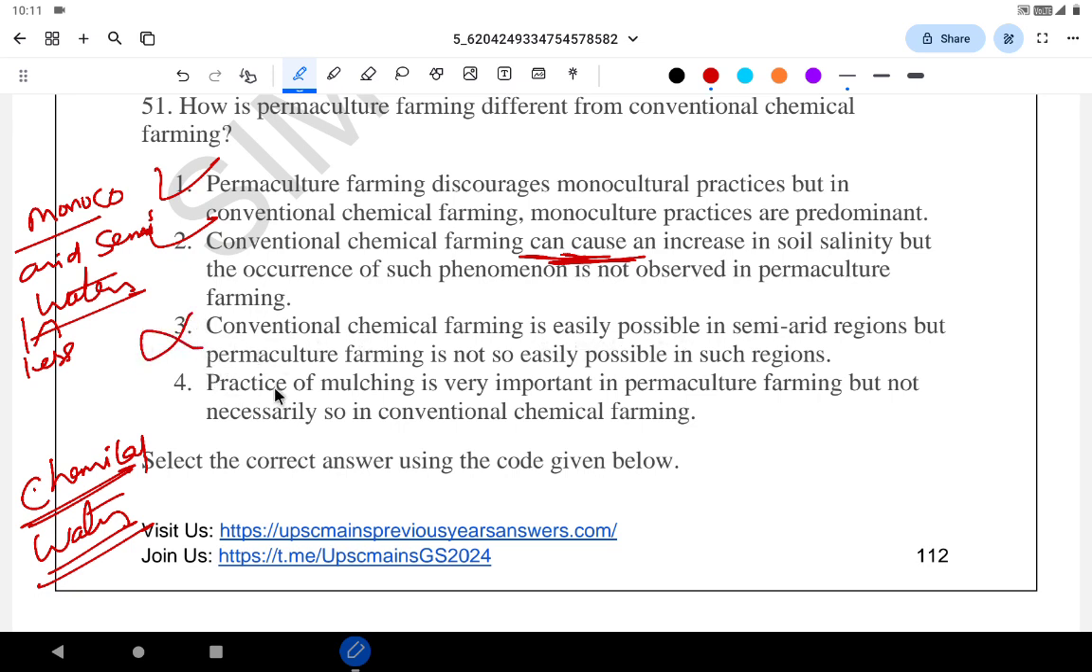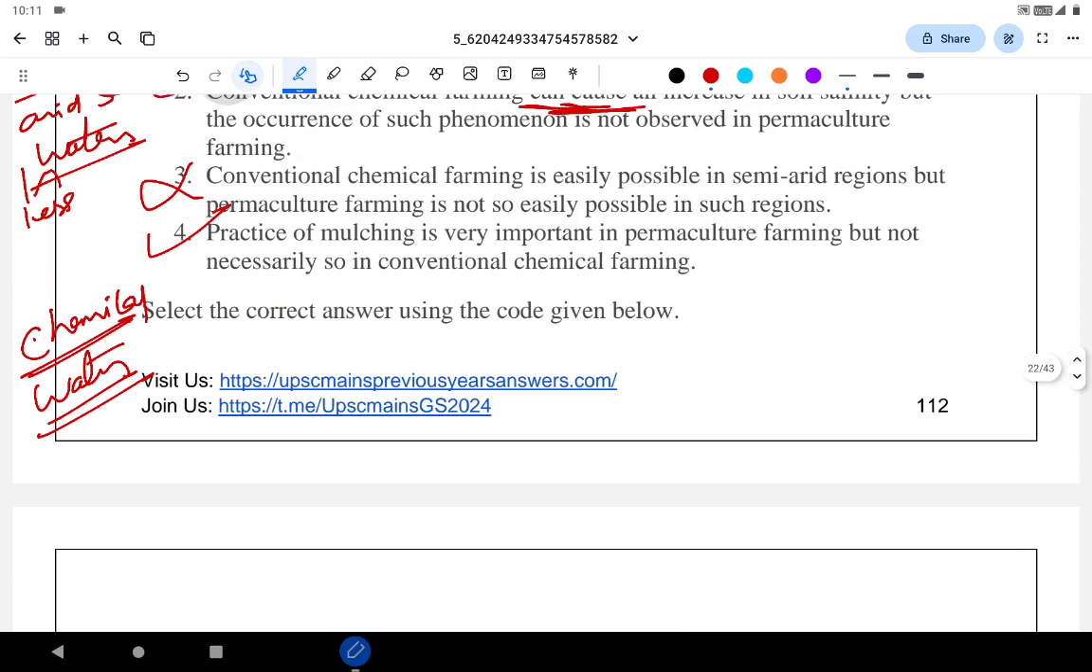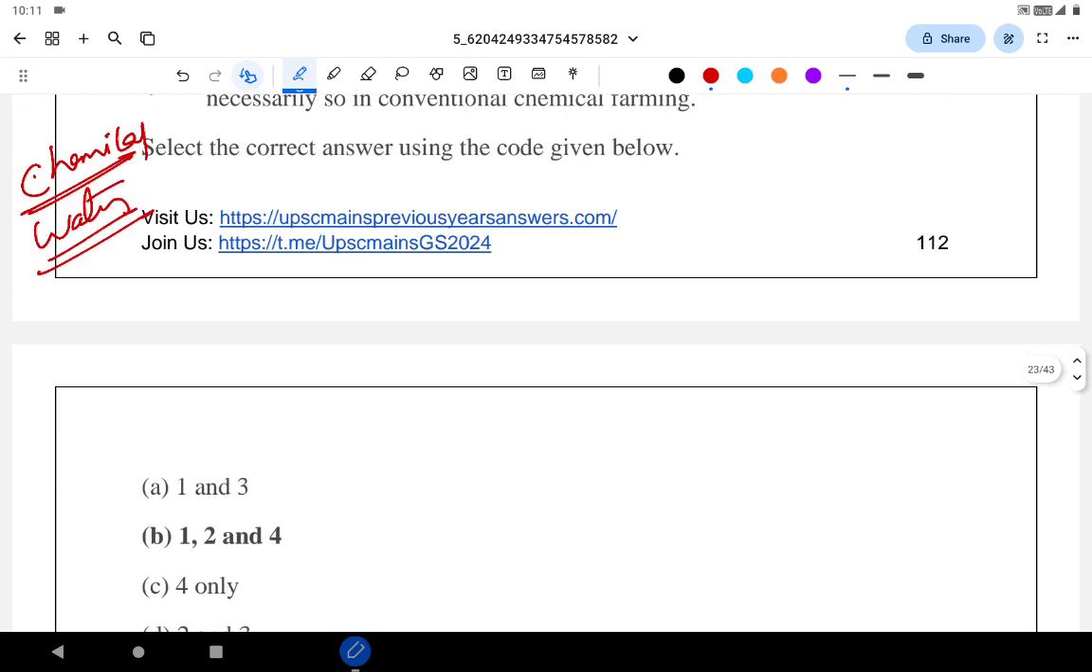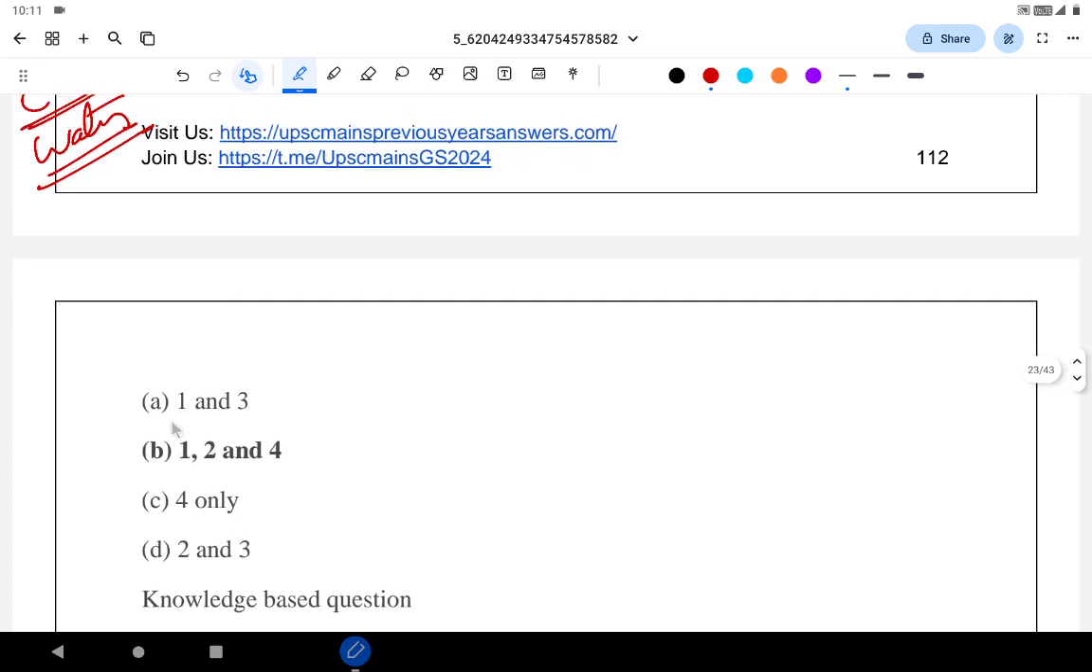No, not possible. The practice of mulching is very important in permaculture farming, but not necessarily so in conventional farming. Correct. Answer is 1, 2, 4. So 3 is eliminated. When you eliminate 3, you are left with just B and C. Sorry, B and C. So in that, the answer is B.